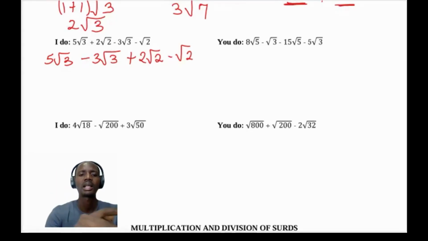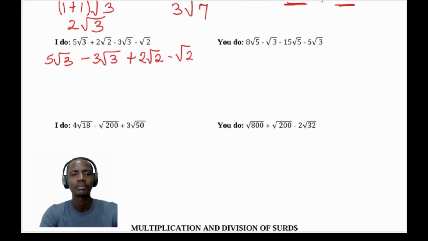So I decided to bring the similar surds together. So 5 root 3 minus 3 root 3. What do you say? Okay, so you just have to subtract 5 minus 3 since they are similar. So that gives us 2 root 3.